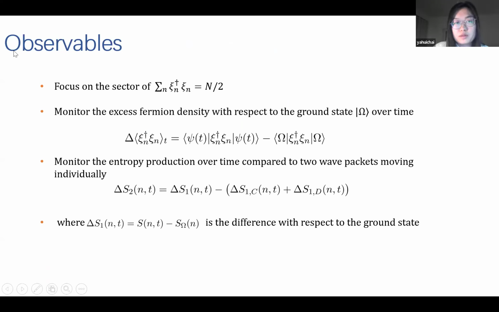So here, the observables we measured in this work: firstly is the fermion density, and we calculate the difference of fermion density with vacuum. And secondly, it's entropy. Firstly is the entropy as delta S1, which is the difference of entropy with the vacuum. And also to observe the entropy from interaction, we also subtract the entropy S1 by the entropy of the individual fermion wave packet and the individual anti-fermion wave packet to see if there is more entropy, delta S2, generated because of the interaction.